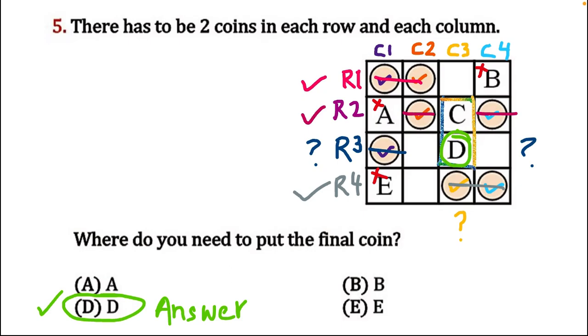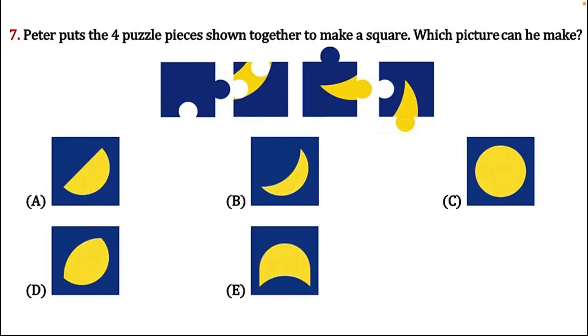After checking question number 5, we got our answer. Let's move to question number 7. Peter puts the 4 puzzle pieces shown together to make a square. Which picture can he make?